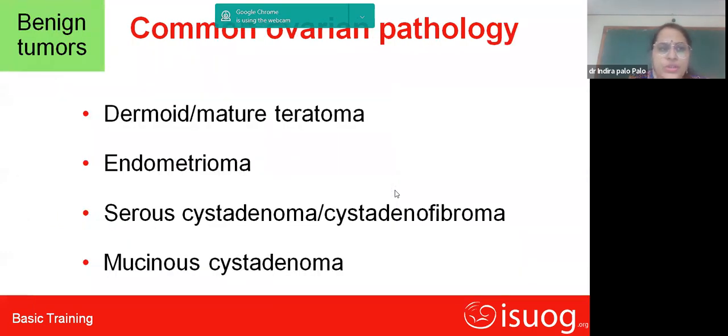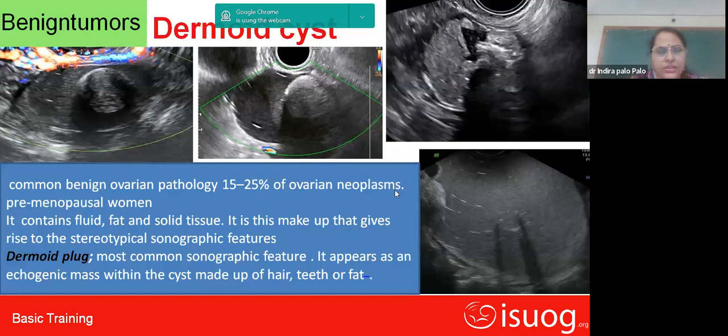Now moving on to the benign tumors of the ovary. The most common benign tumors of the ovary that we encounter are dermoid or mature teratoma, endometrioma, serous cystadenoma or mucinous cystadenoma, serous cystadenofibroma or mucinous cystadenofibroma. Coming to the first most common and easily diagnosed benign tumor, it is the dermoid cyst. Usually it occurs in a premenopausal woman.